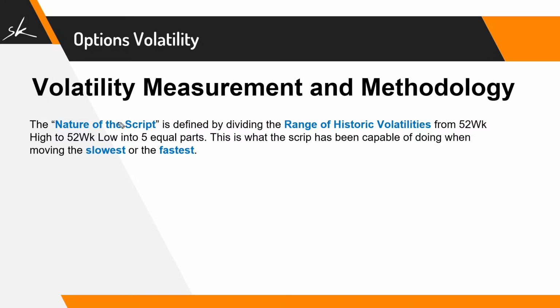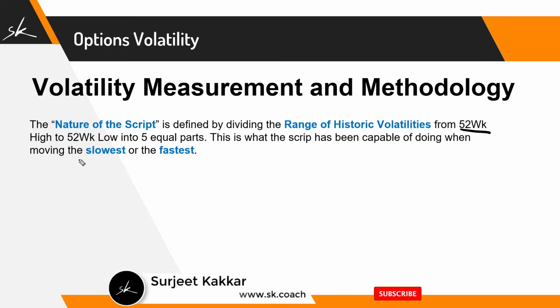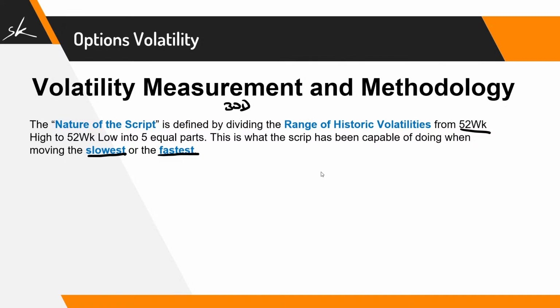And how do we find its nature? The way we find its nature is by dividing the range of the historical volatilities from the 52-week high to the 52-week low into 5 equal parts. This is what the script has been capable of doing when it was moving the slowest or the fastest. So I'm not trying to see what has been happening in the last 30 days. I'm trying to see what has happened in the last 1 year. In the last 1 year, what was the slowest speed of that car, and what was the fastest speed? That is what we are trying to understand, which gives us much better clarity.